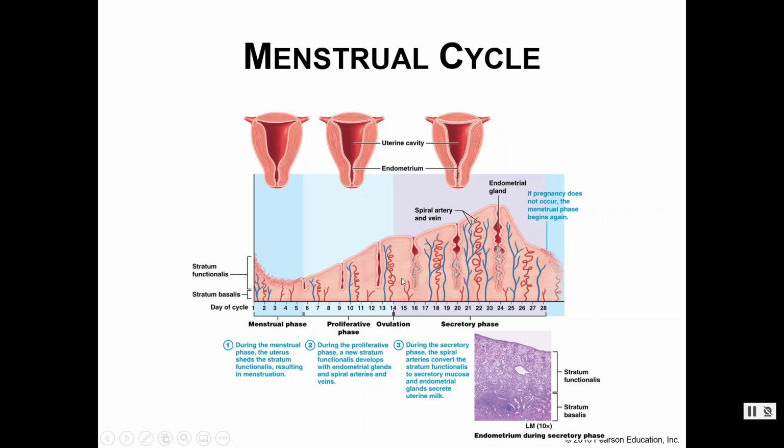sperm haven't already entered into the female reproductive tract, it's not going to happen. Okay, which we've already learned that a secondary oocyte is only viable for about 24 hours, and so by day 16-ish, if fertilization hasn't happened, it's not going to happen that month. Now, at the end of day 28, if fertilization has not happened, then we would start the menstrual phase all over again.